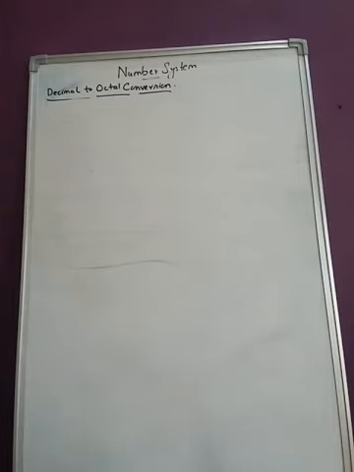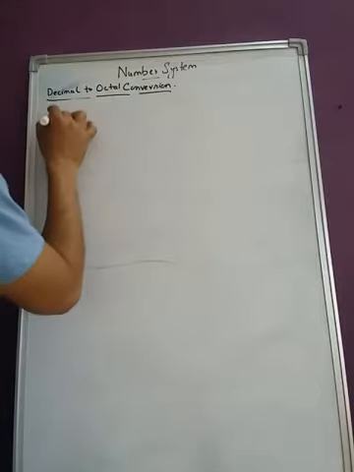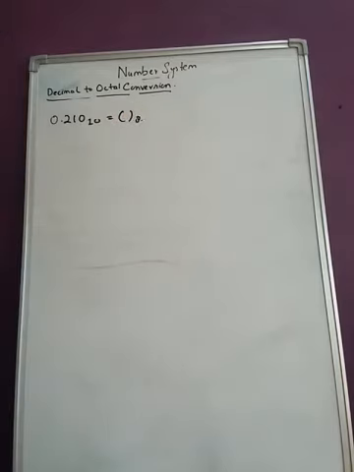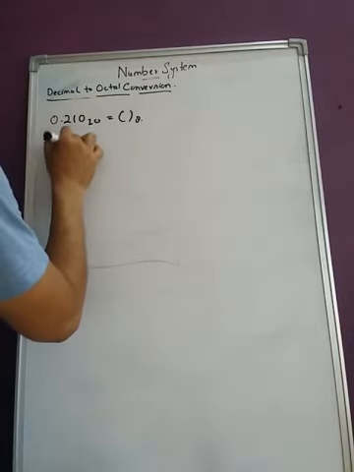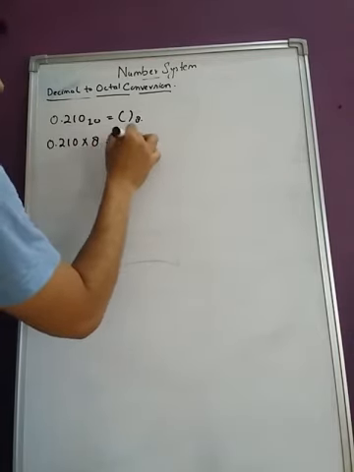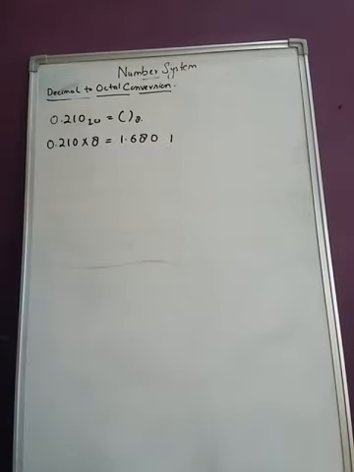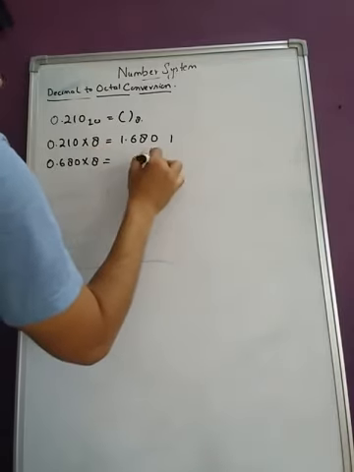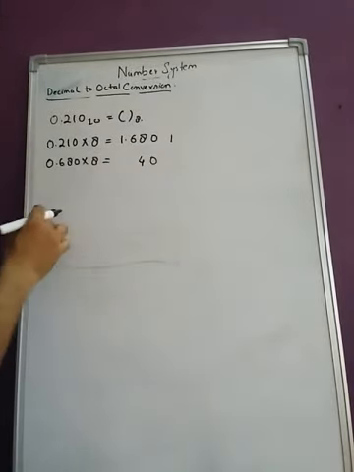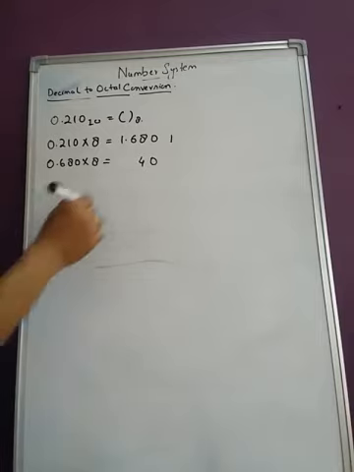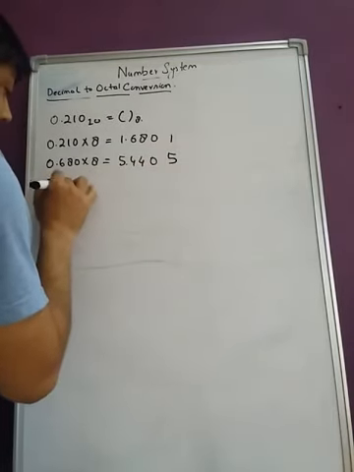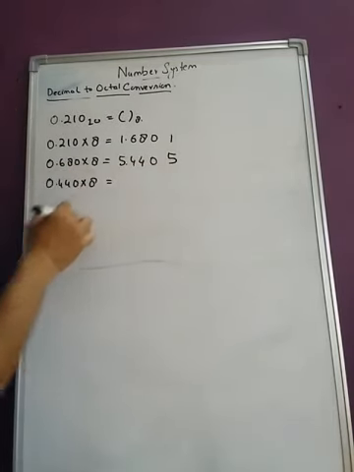So let's take up one more example, 0.210 base 10 is equal to octal. Okay, so now we have to convert it. Next, what will happen? 0.210 multiplied by 8 is equal to 1.680, 1 will be the remainder. Then 0.680 multiplied by 8 is equal to how much? 0. 8 8s are 64, and 6, and 8 6s are 48, and 6, 54. 5. Then 0.440 multiplied by 8 is equal to how much?